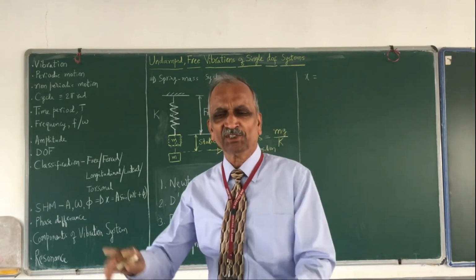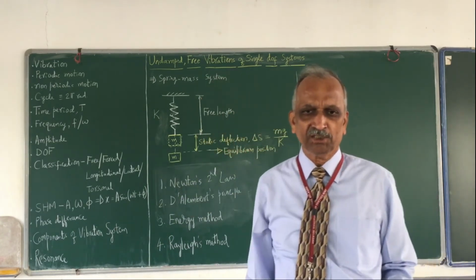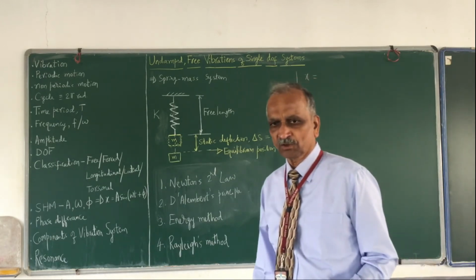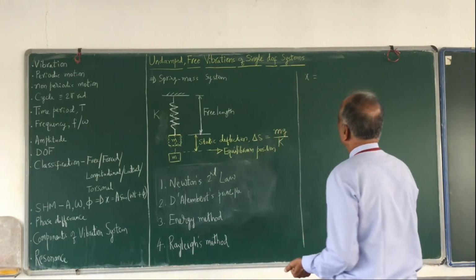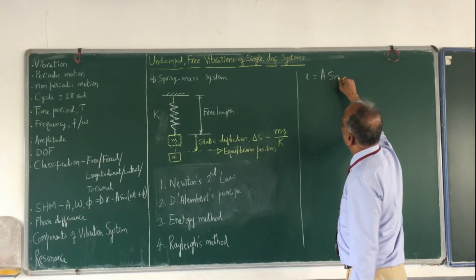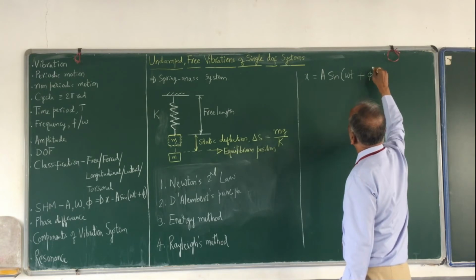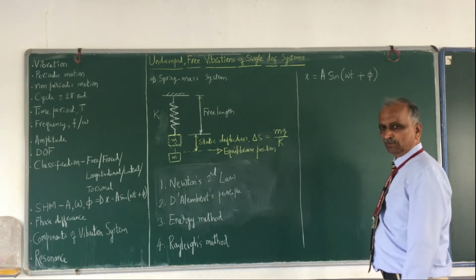Any sine function you can easily convert into cosine, or cosine into sine, as you know: sine theta is equal to cos of 90 minus theta. So like that, x I can write as a sine of omega t plus phi. This is a very common characteristic. What is the meaning of this? This is a simple harmonic motion.